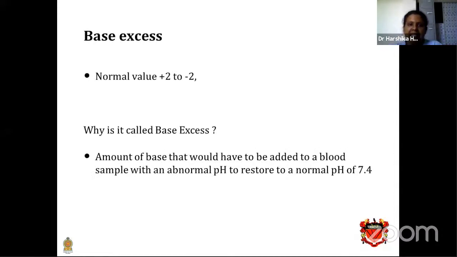So, what is base excess? The normal value for this parameter is positive 2 to minus 2. Why it is called base excess or base deficit is, to tell you simply, it is the amount of base that would have to be added or removed to a blood sample with an abnormal pH to restore it to a normal pH.